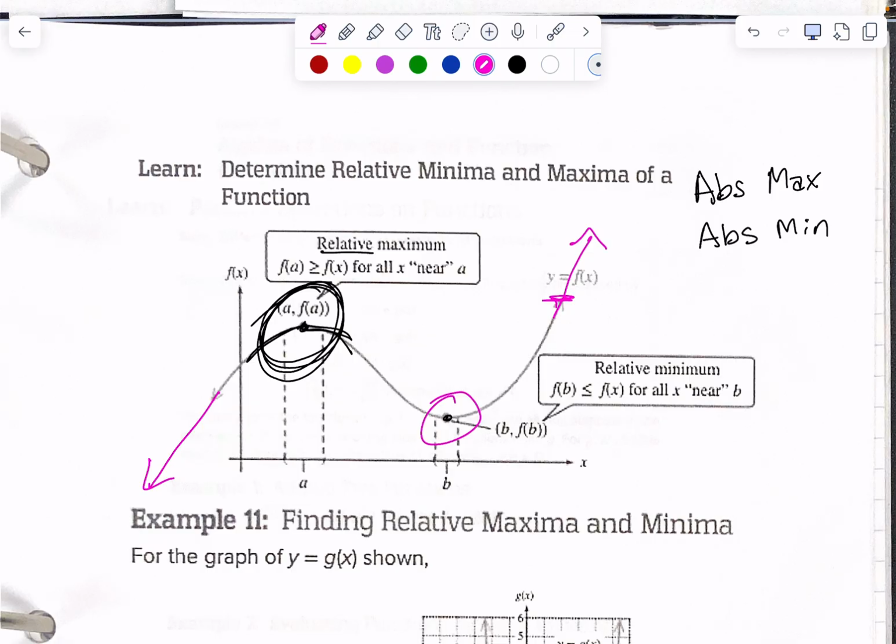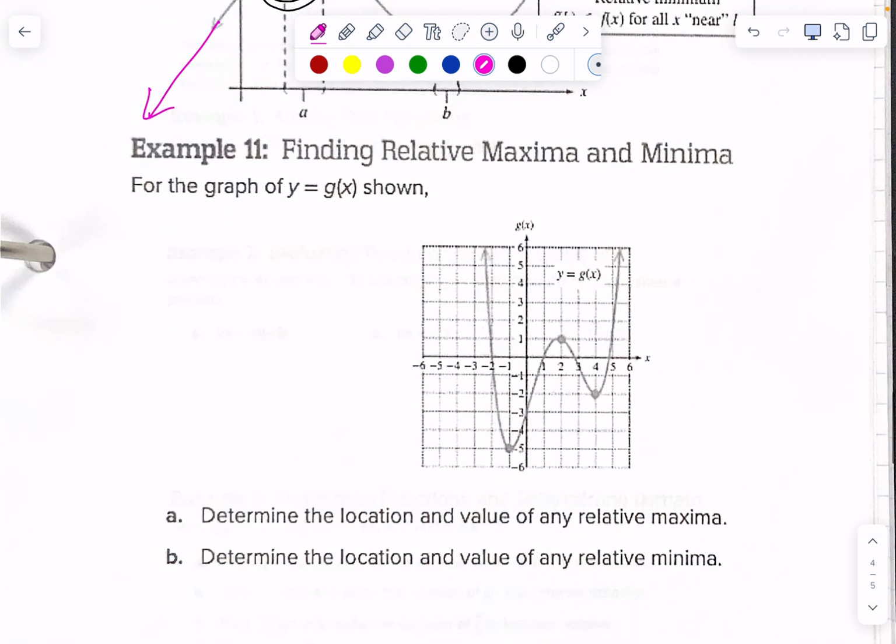If it oscillates, then you will have an infinite number of absolute mins, and relative mins. Those absolute mins will also be relative mins. If it's doing this and they're all the same height, all of those going across will all be absolute and all be relative because they're all at the same point. All right, find the relative max and min.